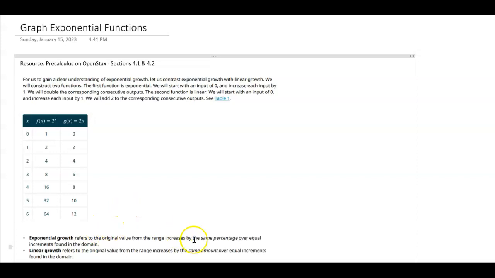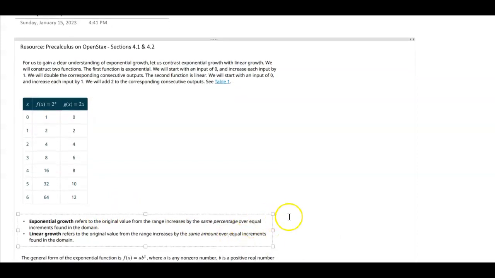So you're going to have the same percentage increase over time versus the same amount increase over time. So that's why when you have exponential growth, you actually grow really, really quickly, is you're growing that same percentage increase over time versus just adding in a certain amount.